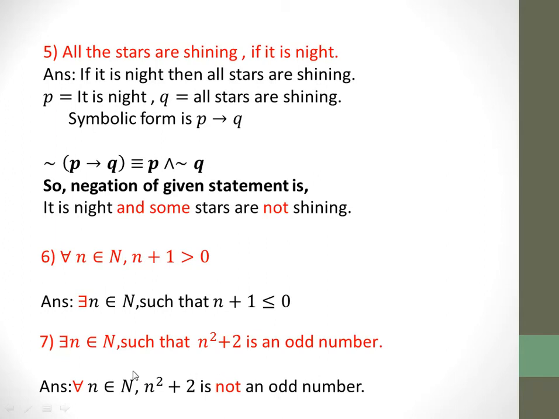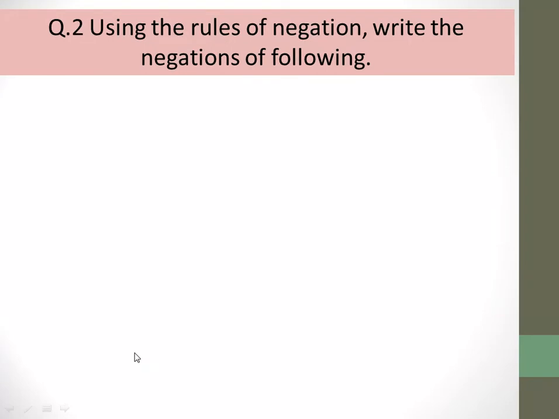See here carefully. These two, example number 6 and 7, are quantified statements. Now question number 2 is: using the rules of negation, write the negations of the following. What is given to you? Just a symbolic form is given, not a statement, and we have to use the rules of negation to get the negation of this symbolic form. A statement pattern is given, which contains 3 statements P, Q, R joined by logical connectives.